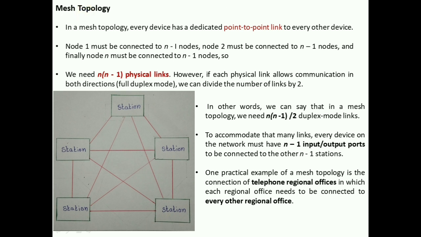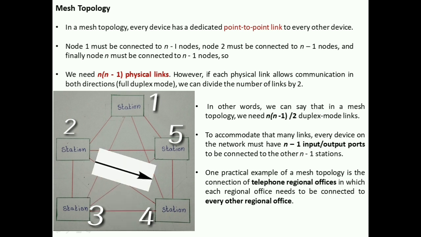The first topology is mesh topology. As shown in the figure, in mesh topology every device has a dedicated point to point link to every other device. Let us say this is station 1, station 2, 3, 4 and 5. Every station has a dedicated point to point link to every other device. Let us say station 1 has a link to station 2, and station 1 has links to station 3, station 4 and station 5.